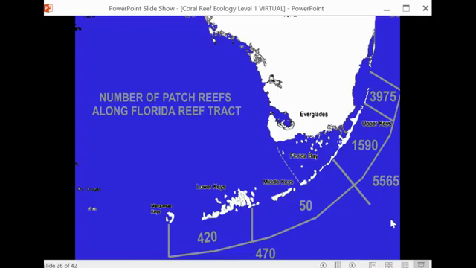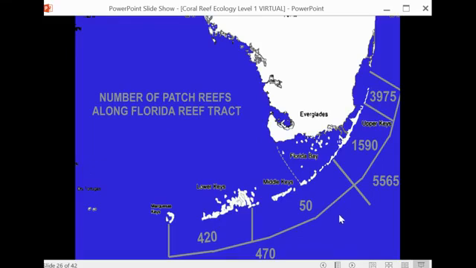Now, if you look at this weird old graphic I've got going on here, all the numbers within each of these squares are telling us the number of patch reefs within that square. So here, off of the upper keys, we've got 1,590 patch reefs. If you go further south, off of the middle keys, there's only 50. There's a really good reason for that.